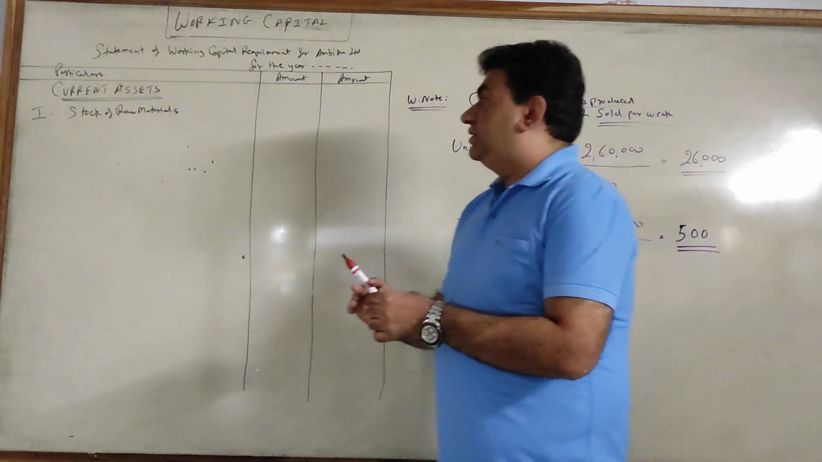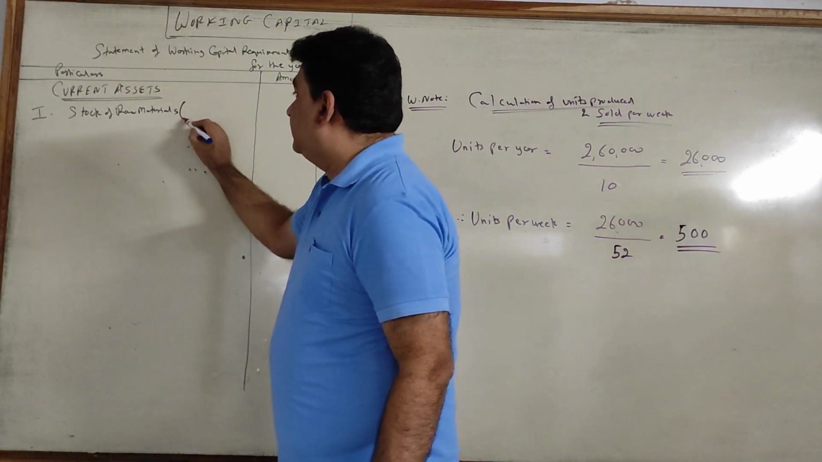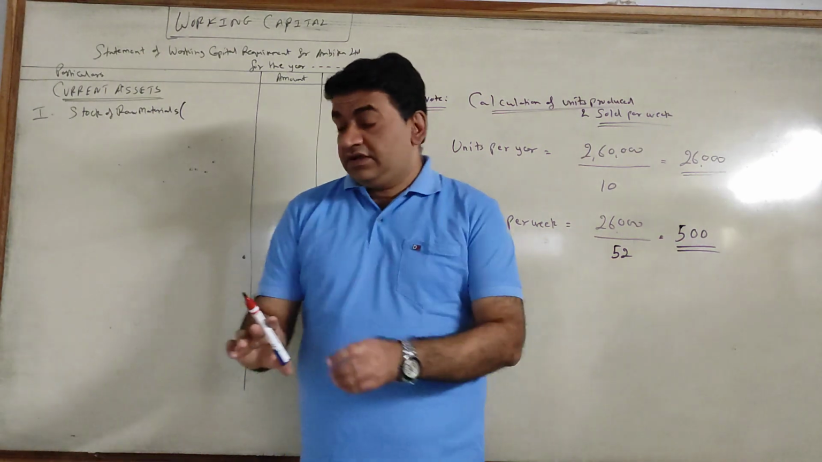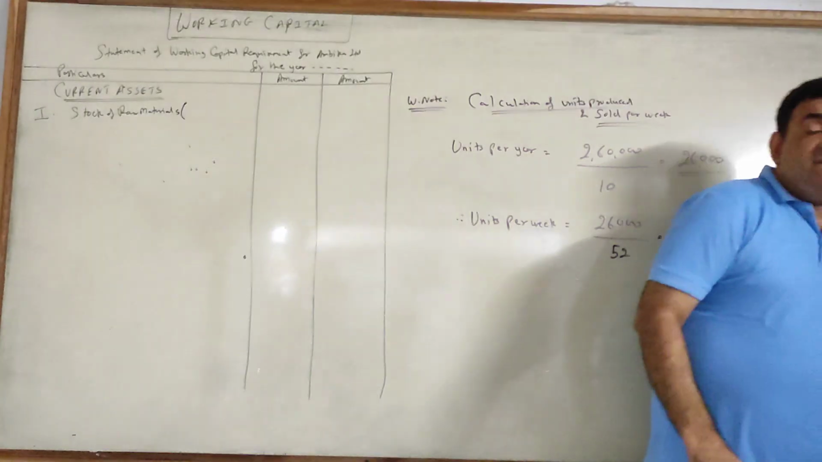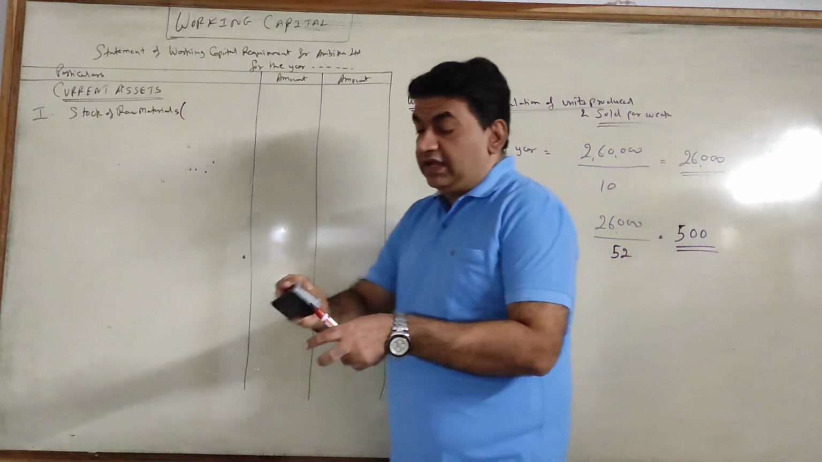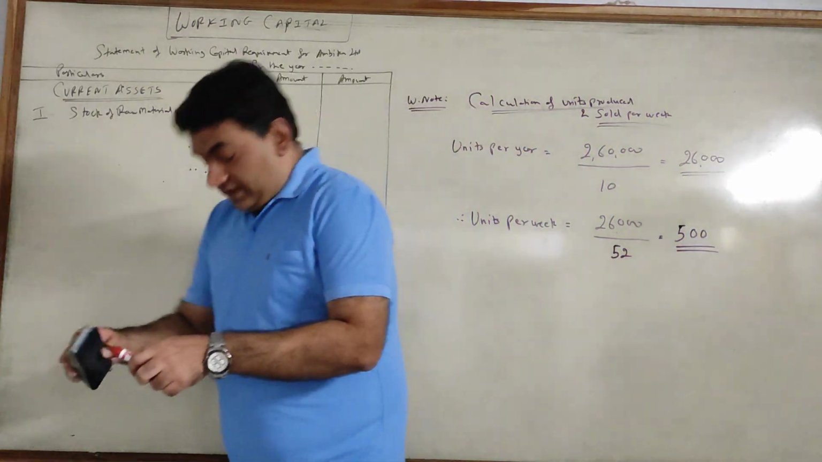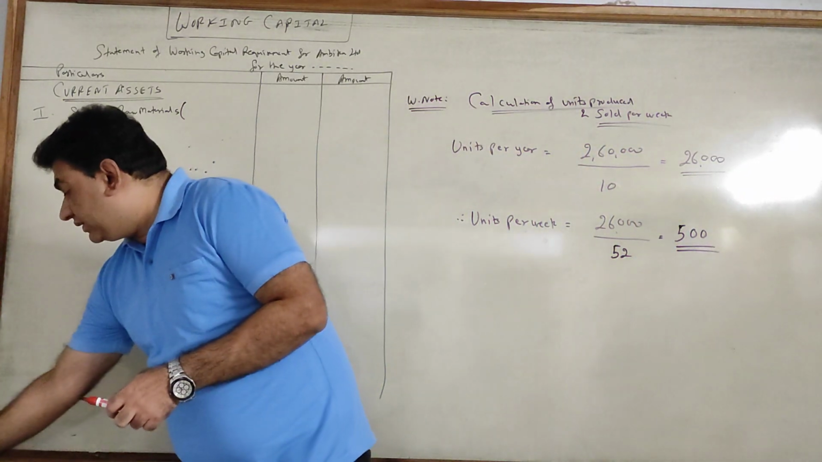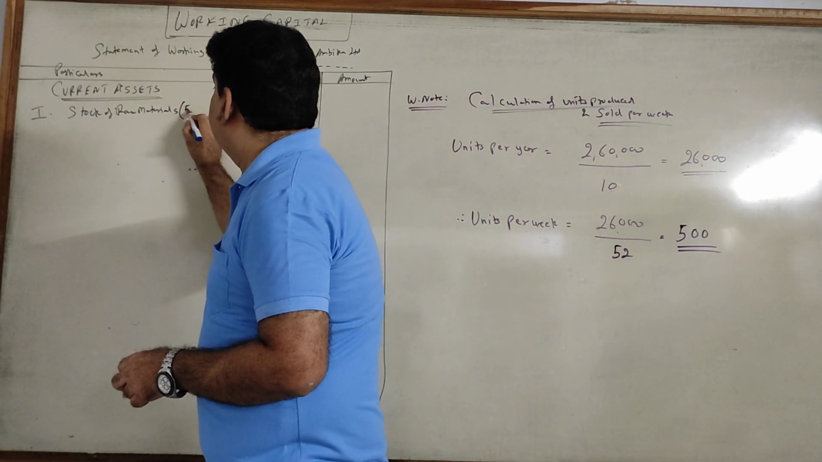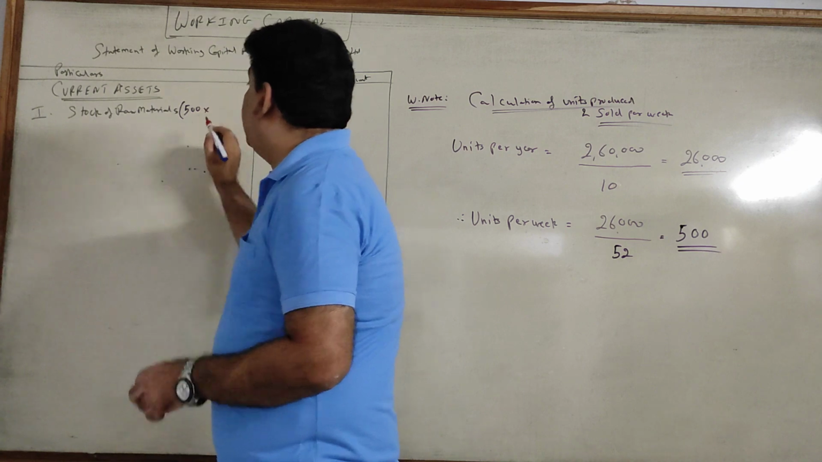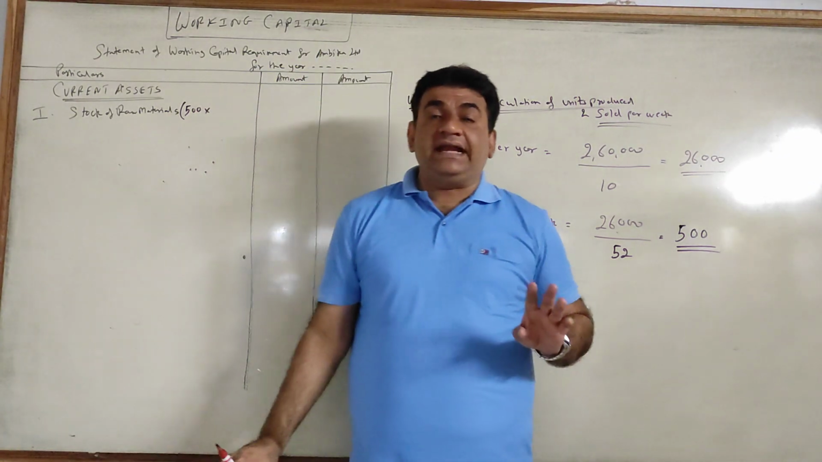Let's see now. I'll put a bracket. Now first, what we did, the standard thing, 500 units will be common. So what do you do? Put a bracket, 500. This will be standard.